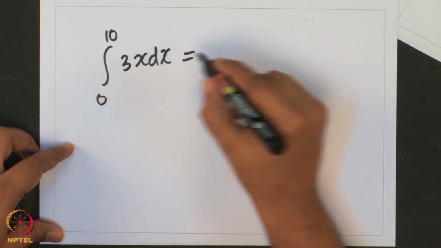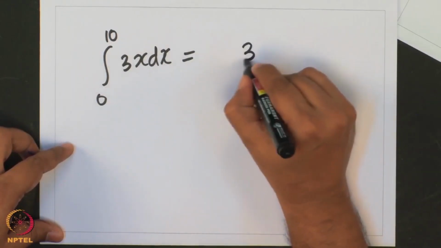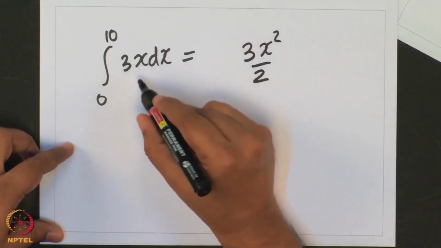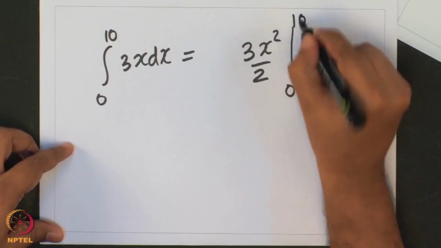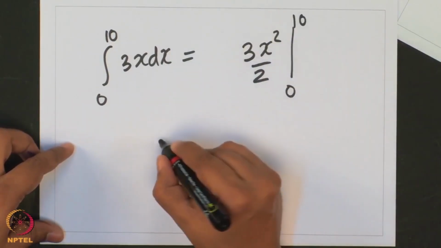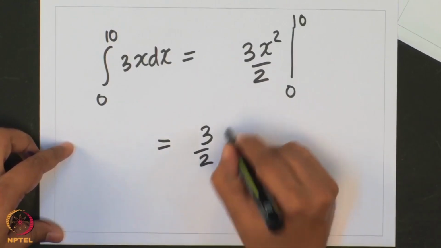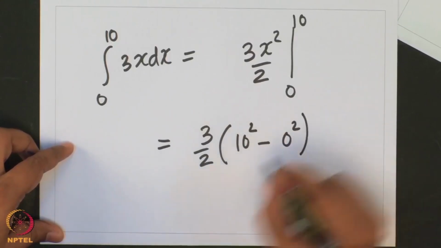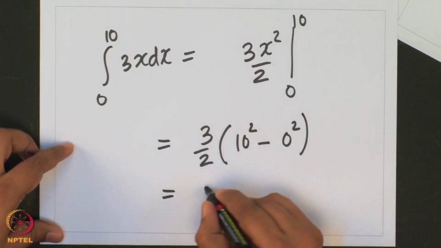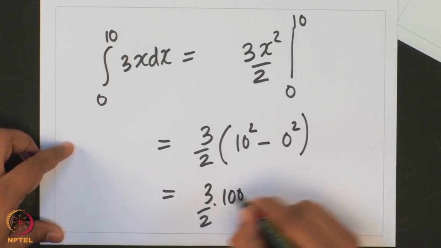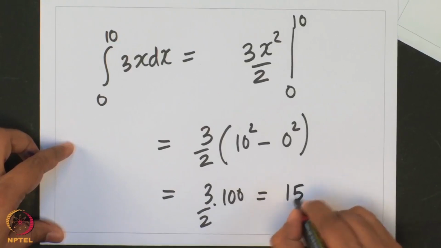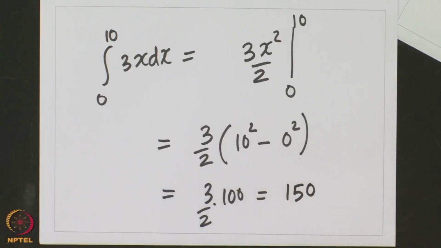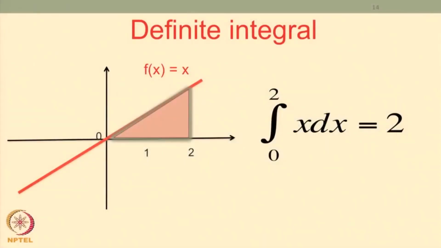We know that the integral of 3x dx is 3x square by 2. This is the limit we want. So we apply the limit: 3 by 2 times x square, which is 10 square minus 0 square. So this will turn out to be 3 by 2 times 100, which is 150. So the answer of this will turn out to be 150, and the answer of the integral from 0 to 2 of x dx will turn out to be 2.